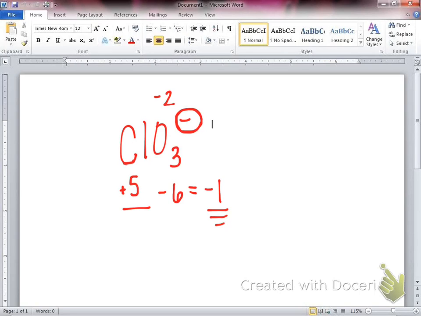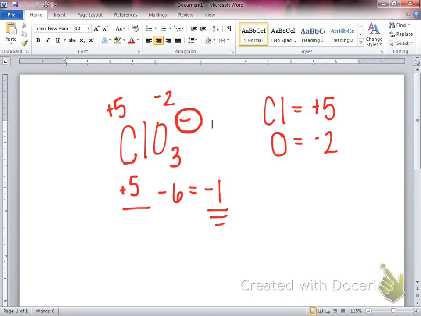Okay, and how many chlorine atoms do we have in this molecule? 1, so that means our oxidation number for chlorine is just +5. So Cl has an oxidation number of +5, and oxygen has an oxidation number of -2. Okay. Questions here?